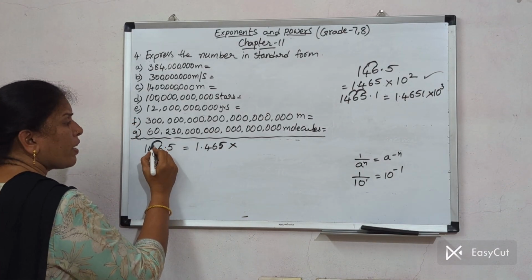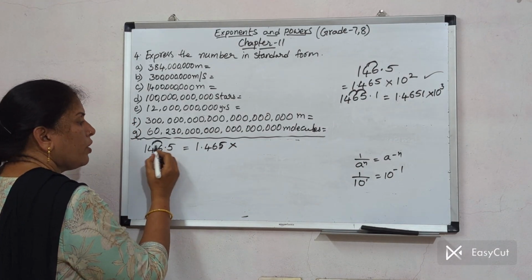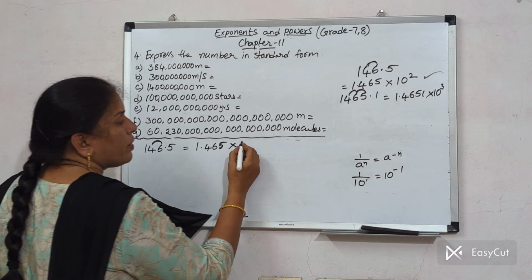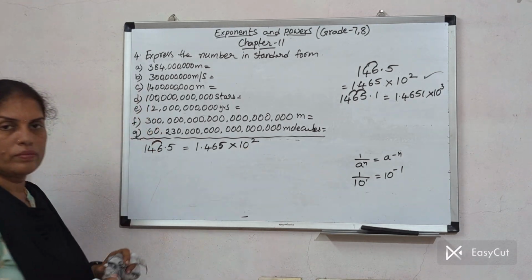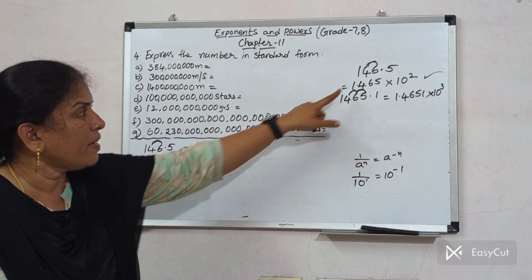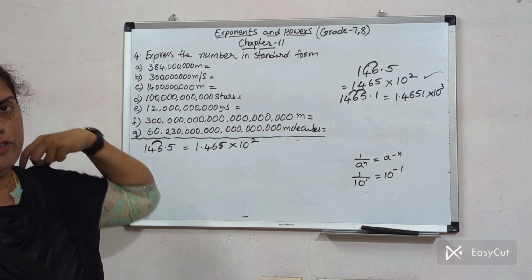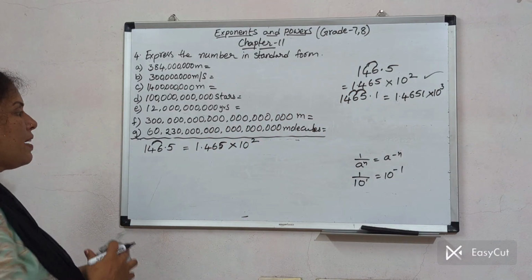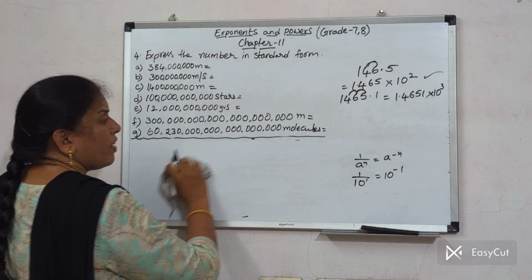How many digits before I moved? 1, 2 digits before. So, 10 squared. A positive number must be there. Okay, like this. See here. This is the standard form. All of you understood? Let's go. Another one I will tell. One more example.